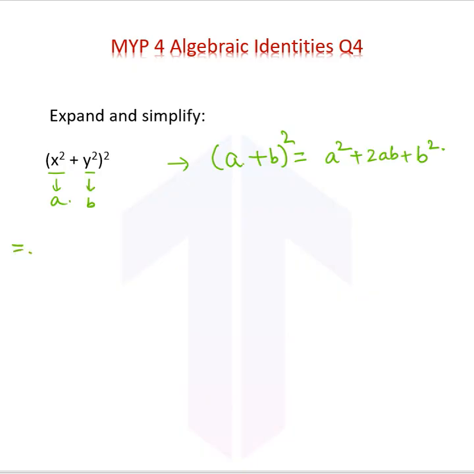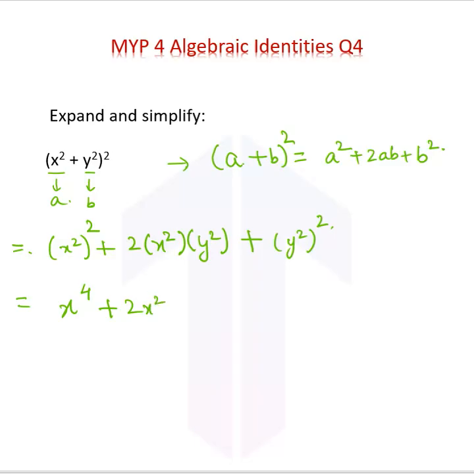So this will open up as a², that means (x²)², plus 2 times a, that is x², times b, that is y², plus b², that is (y²)². So we get (x²)², that is x to the power of 4, plus the product term is 2x²y², plus (y²)² gives me y to the power of 4. So we again applied the rule of (a + b)² as a² + 2ab + b² and squaring the terms.